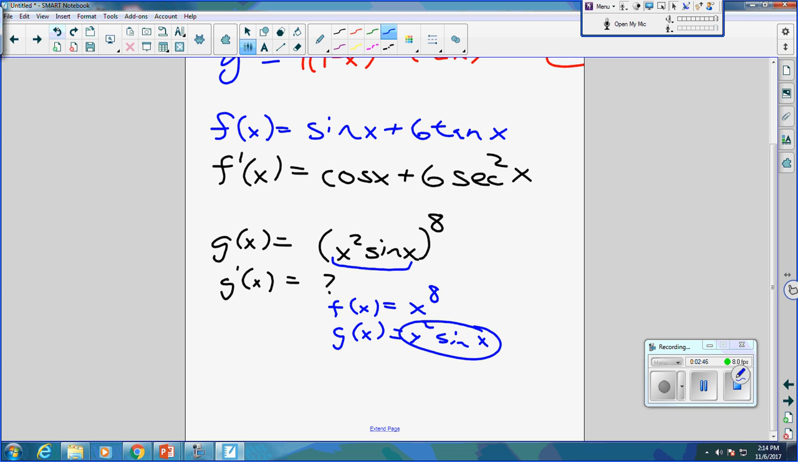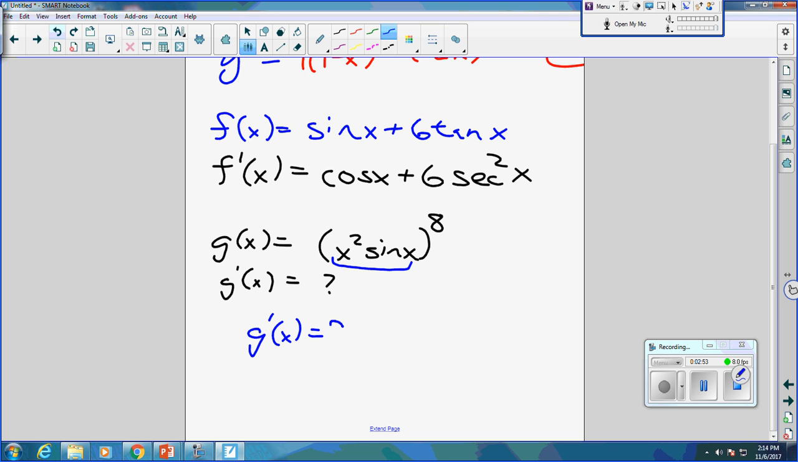I don't typically break it down for that. Here's what we see. I can bring down the power, 8. The inside stays exactly the same. And then we reduce the power by 1. This time I'm going to leave this so we kind of understand what's happening. Now I have a whole new problem to do. I have to do the derivative of the inside, which is x squared sine x. That's going to take a product rule. Does everybody agree? Because that's f times g.